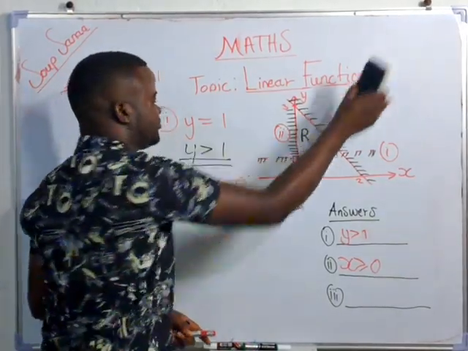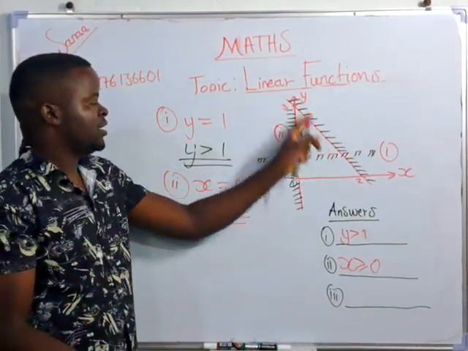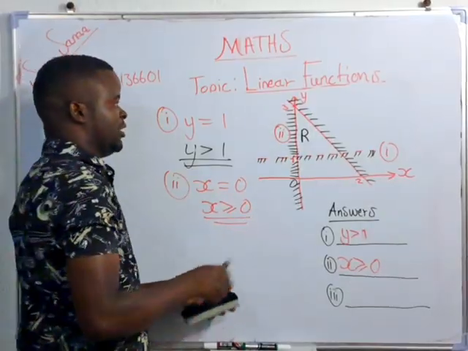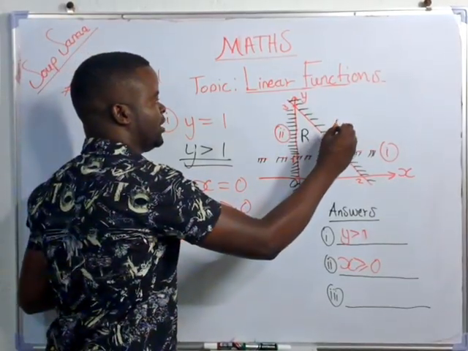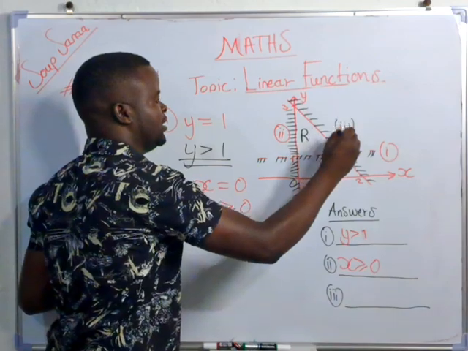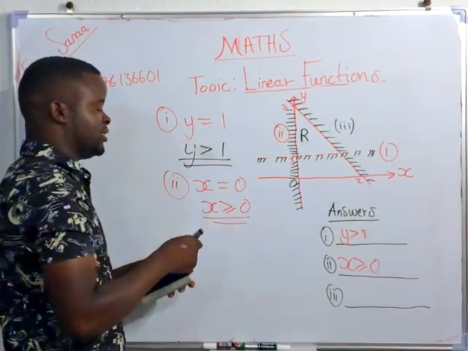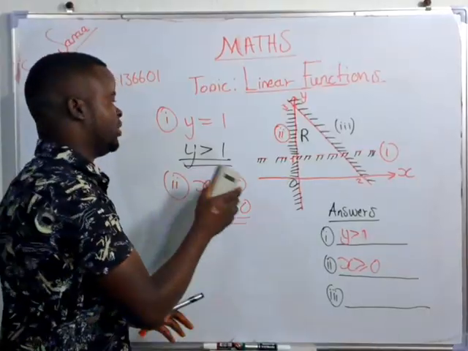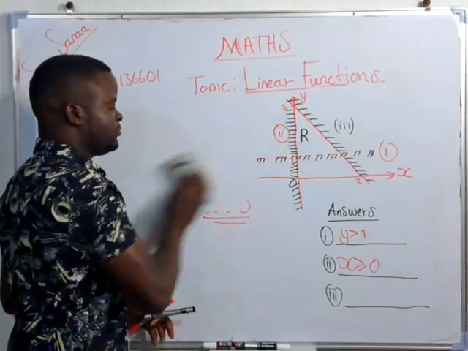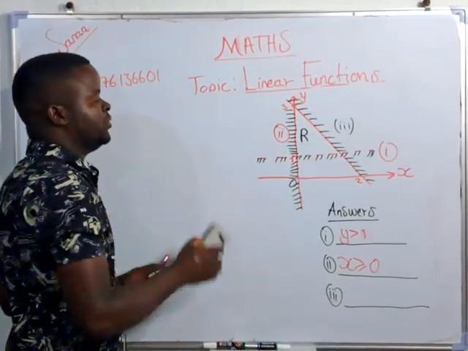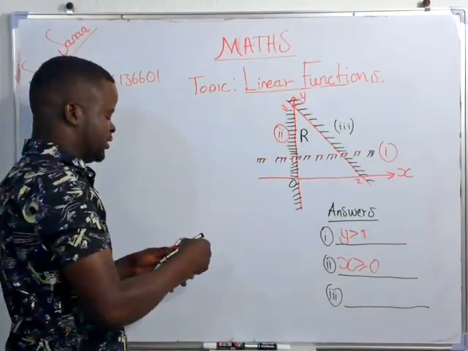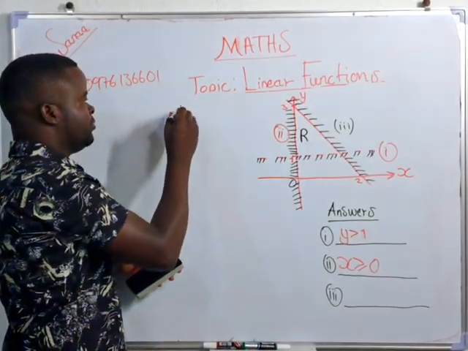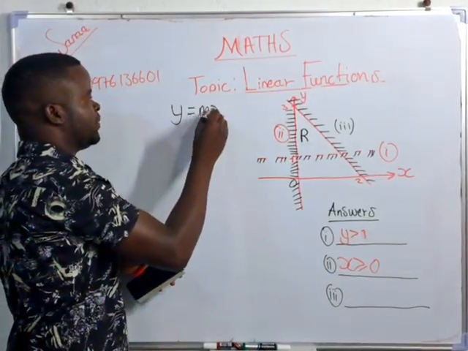So let's go to our third inequality. The third inequality is cutting both axes, which is the y-axis and the x-axis. This one is very special and you need to pay very close attention. So let's go. The first thing that we are going to do is find the gradient of this particular line. We are using the formula y is equal to mx plus c.